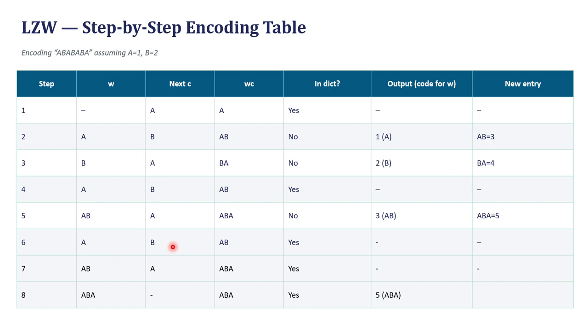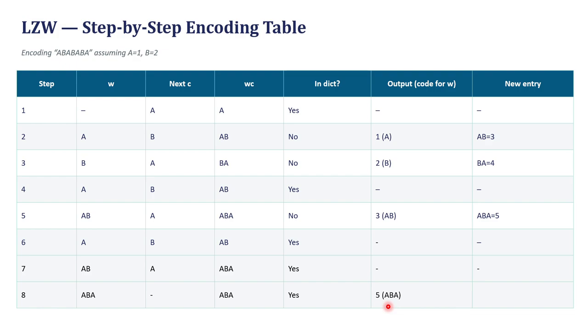I'm reading the character B, so AB. It is there in the dictionary, so WC will become my new W. I'm reading ABA. Yes, it is there in the dictionary. Because it is there, ABA is coming as W. And then after that, I'm reading the last C, which is null. Once I reach the null value, I have ABA. Yes, it is there in the dictionary, and I output the code for W by default at the last.